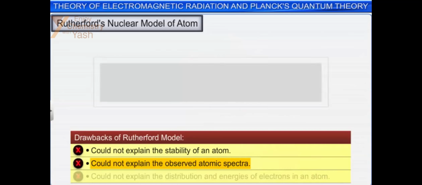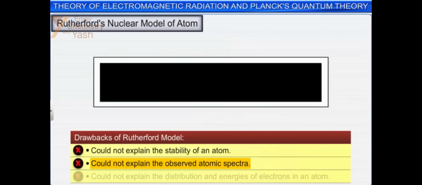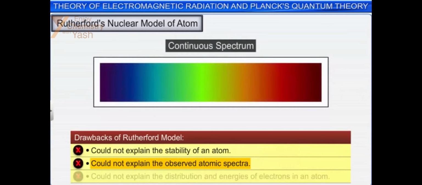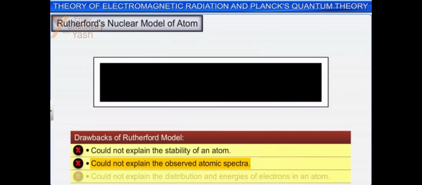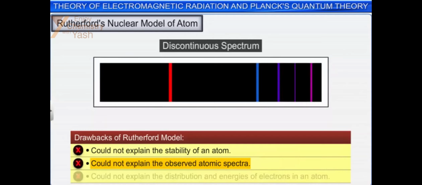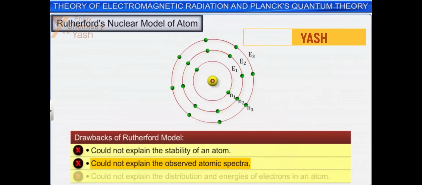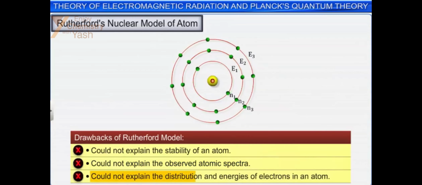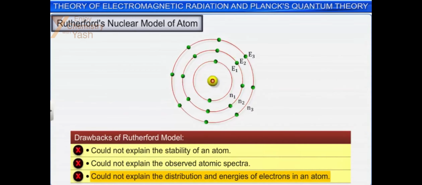As the electron is emitting energy continuously, the spectra of such an atom also should be continuous. But the spectra of elements indicate that atoms emit energy discontinuously, and hence Rutherford's atomic model couldn't explain the observed spectra of atoms. Another drawback is that it could not explain the electronic structure of atoms, that is, the distribution and energies of electrons in an atom.